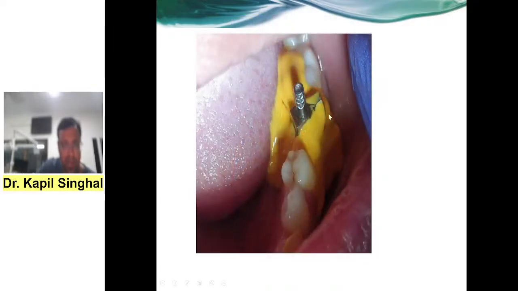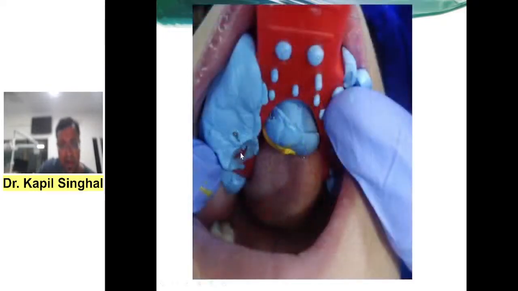I will put light body. You need an adhesion silicone for making an implant impression. You cannot make an implant impression with a C silicone. So I will put light body around the impression post and I'll put putty in my tray and I'll insert that tray in the patient's mouth.